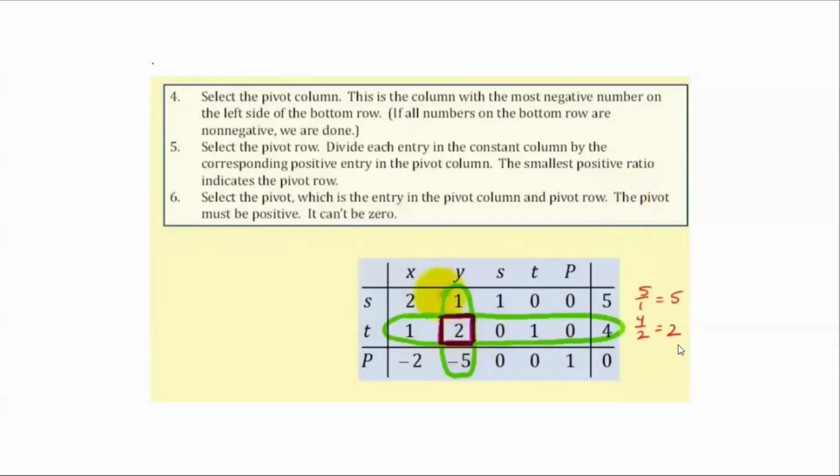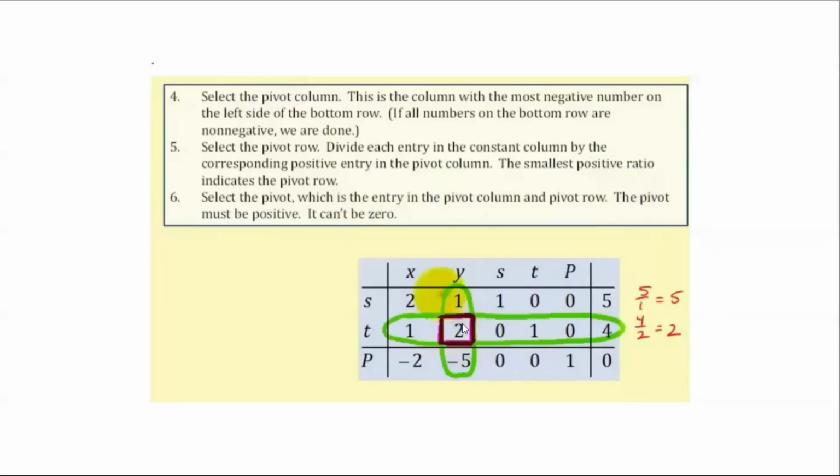Because this is the smallest, notice it says, select the pivot row. How you do it is they tell you to divide each entry in the constant column, that's this column here, by the corresponding positive entry in the pivot column. So you take 5 divided by 1, you get 5, and 4 divided by 2, you get 2. It says the smallest positive ratio indicates the pivot row. So this is the pivot row here, because 2 is the smallest. Where the pivot column coincides with the pivot row, that's the number 2.